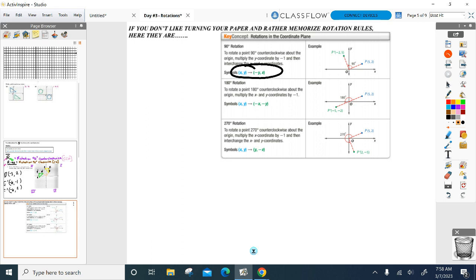Look, this is for people who like to memorize. Again, everyone hear me? If you don't like to turn your paper and it's confusing and stressful for you, memorize these rules then. That's why I've provided them. You just got to memorize a little more. 90, 180, and 270. Those are the rules for all three.